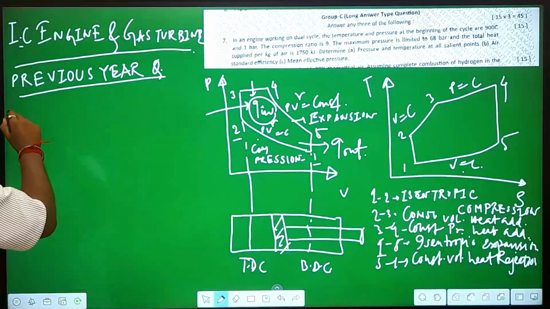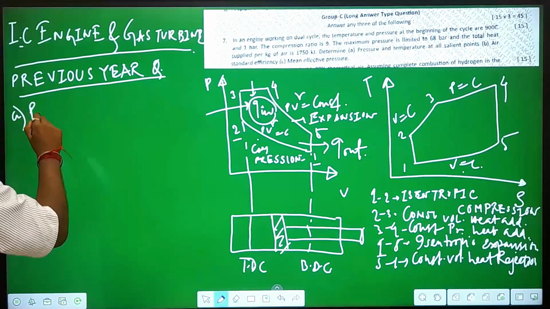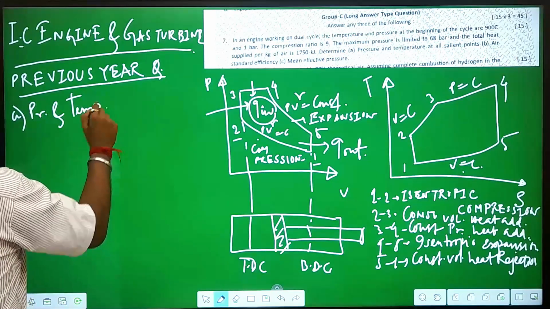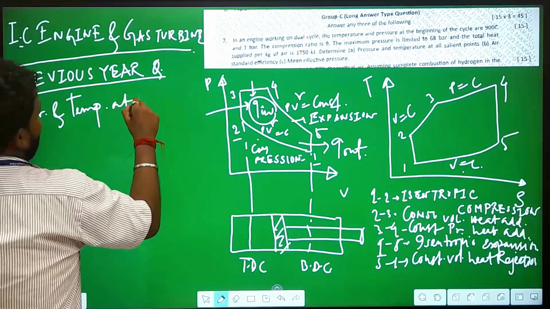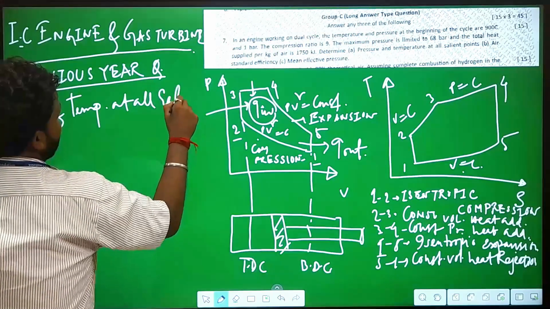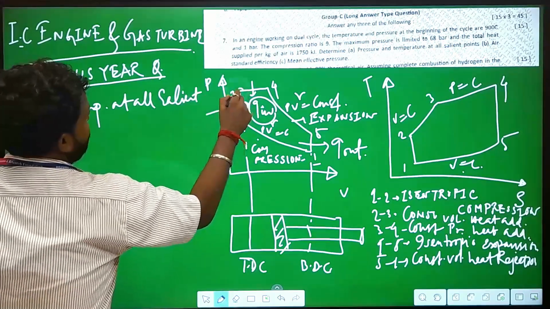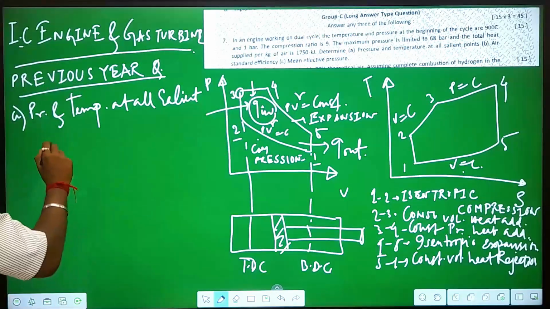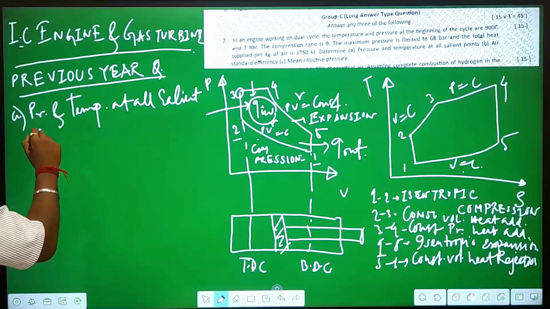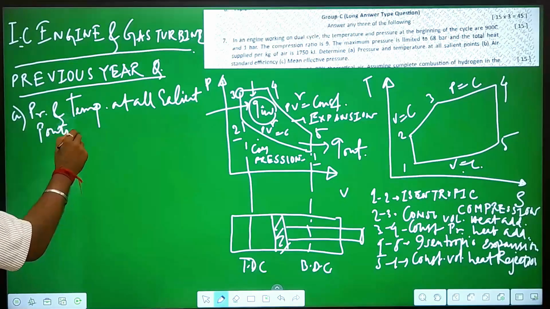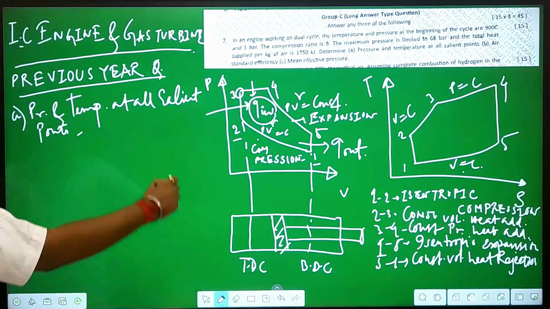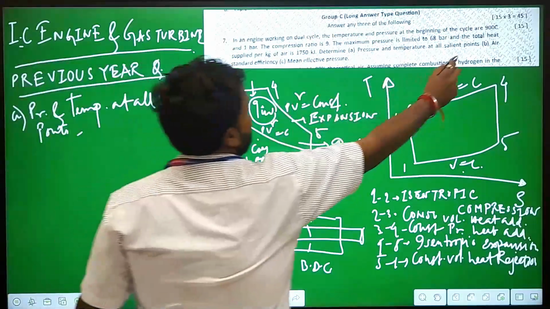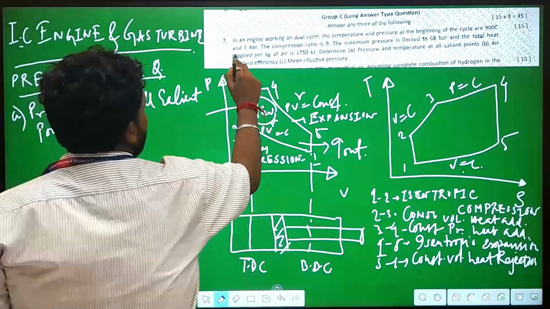So, the first problem is the pressure and temperature at all salient points. Salient means the noticeable points, that means 1, 2, 3, 4, 5. So, in the given data we see that the temperature is 900 degrees centigrade and the pressure is 1 bar.